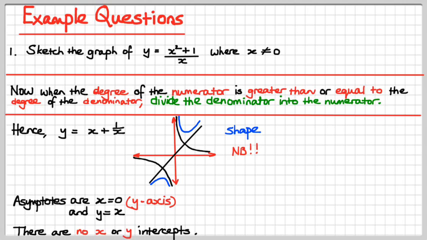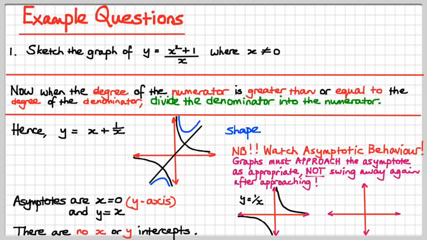NB, oh, what have I written here? Oh, yes. Please watch asymptotic behaviour when you are sketching graphs. Look, this is a train wreck, this area. You must make sure that the graph approaches the asymptote as appropriate, not swing away from it again after approaching. So look, if I give you this here, that looks pretty good to me, yeah? Because this black graph is approaching this asymptote, approaching. Now what you don't do is that.